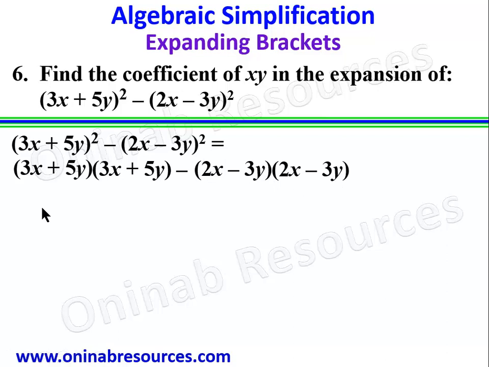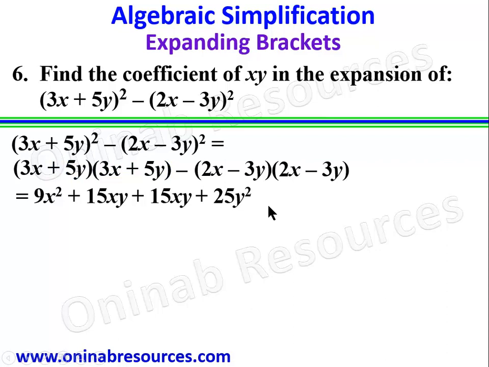So what we do here is we pick the first term in the first bracket, use it to multiply everything inside the second bracket. So 3x times 3x gives 9x squared. 3x times 5y gives 15xy. We are done with 3x. We pick positive 5y to be multiplied by every term inside the second bracket. So 5y times 3x gives 15xy. 5y times 5y gives 25y squared.